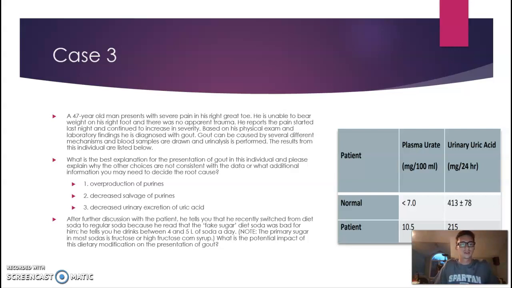The choices are overproduction of purines, decreased salvage of purines, or decreased urinary excretion of uric acid. The second question is: after further discussion with the patient, he tells you that he recently switched from a diet soda to regular soda because he read that the fake sugar in diet soda was bad for him. He tells you he drinks 4 to 5 liters of soda a day. What is the potential impact of this dietary modification on the presentation of gout?